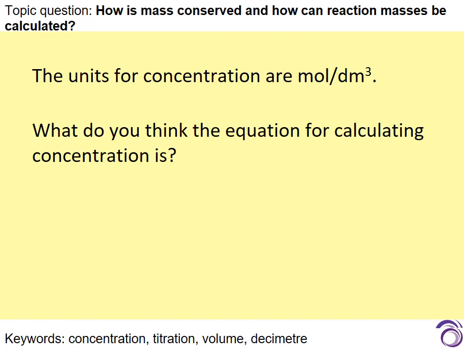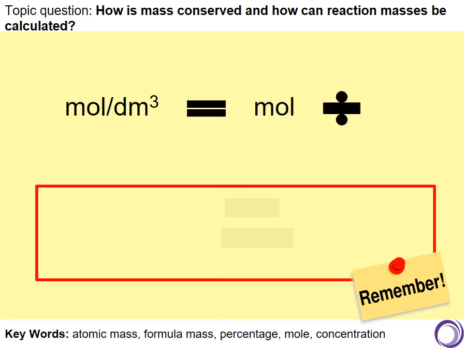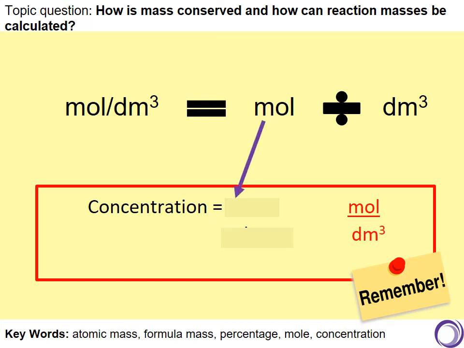So what do you think the equation for calculating concentration is? Well, if moles per decimetre cubed is our units, that means we've got moles divided by decimetres cubed. So if we turn this into an equation, concentration is equal to moles divided by volume. This is an equation that will not be given to you in the exam, so it's worth remembering.